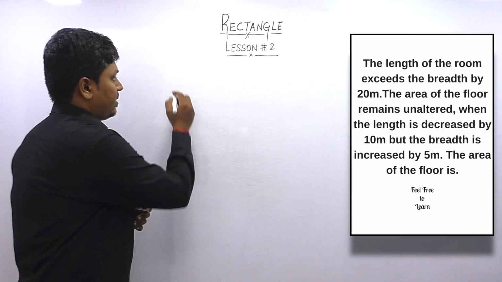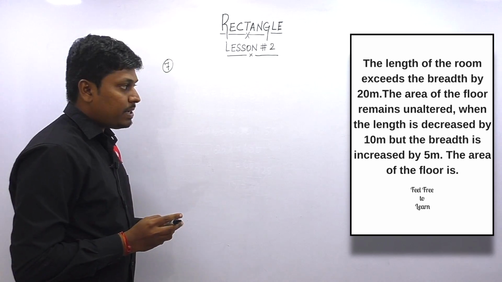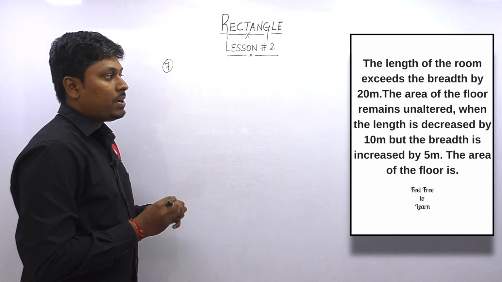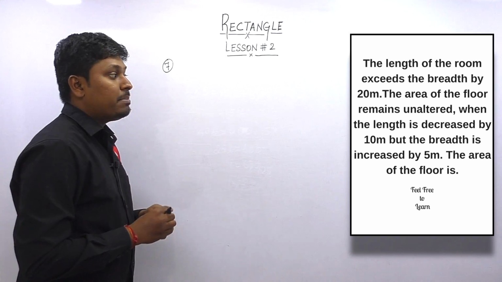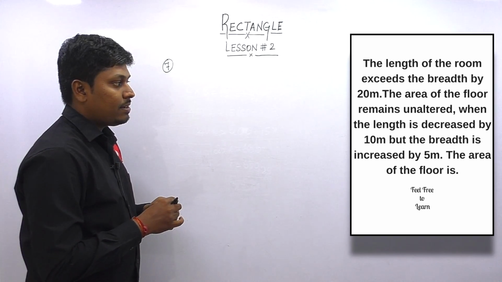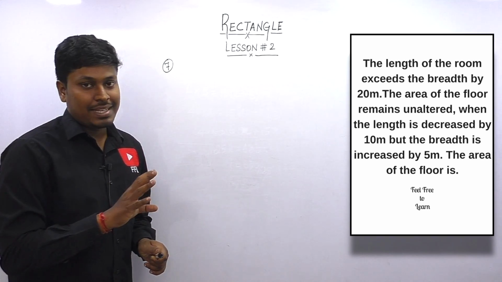Question number 7. The length of the room exceeds the breadth by 20 meter. The area of the floor remains unaltered when the length is decreased by 10 meter, but the breadth is increased by 5 meter, then the area of the floor is. So friends, first understand what they are saying in the question, right?